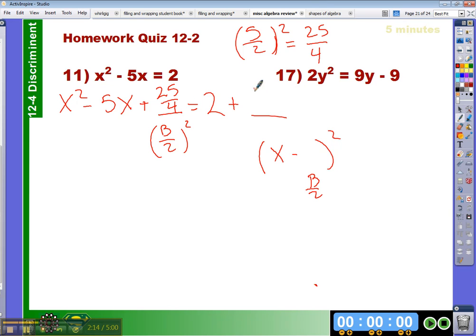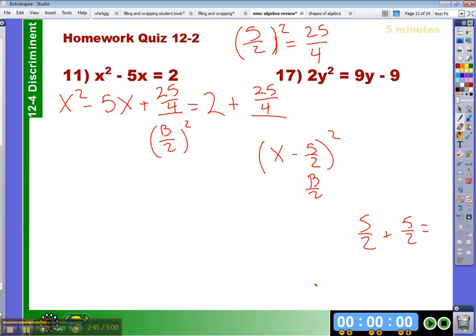So I'm going to have to add that to both sides of my equal sign. This term in my factored form is just going to be b over 2, which is 5 over 2. And we will remember that 5 over 2 plus 5 over 2 is equal to 10 over 2, which is 5, which is what we have in the middle. So we're in good shape.